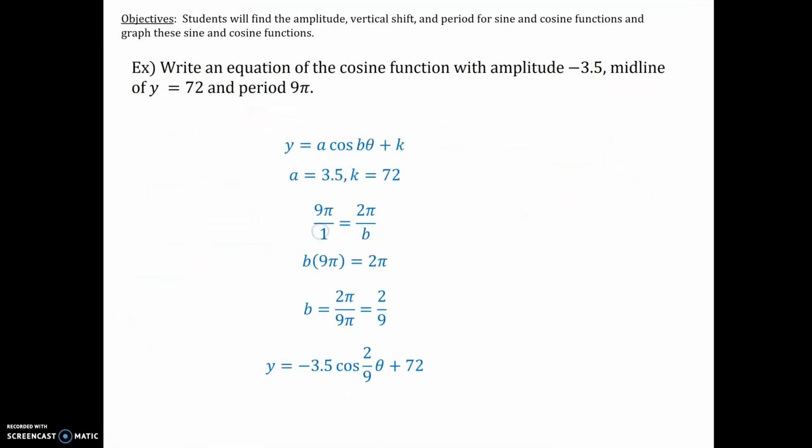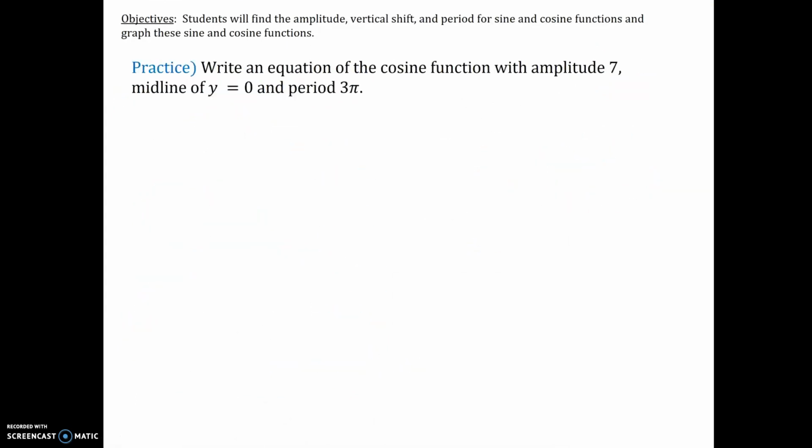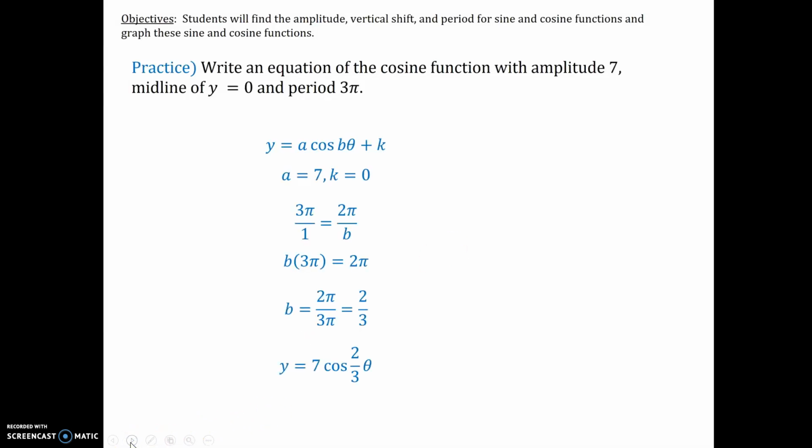Okay, so please go ahead and try this practice problem, and then I want you to view the solutions. If you get stuck, talk to a partner, consult your notes, or maybe rewatch the examples. Okay, so hopefully you've had a chance to attempt the problem. Here is the solution.